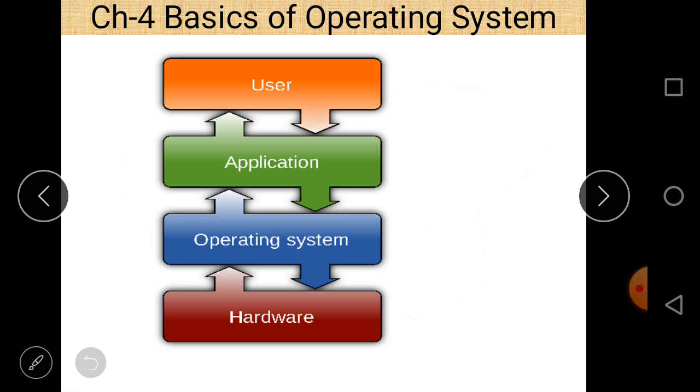So user interacts with application software. Application software interacts with the operating system, and operating system finally interacts with the hardware. So user and application software cannot directly interact with the hardware. That's why there is a need of a system software that is called the operating system. So that is the use of an operating system.